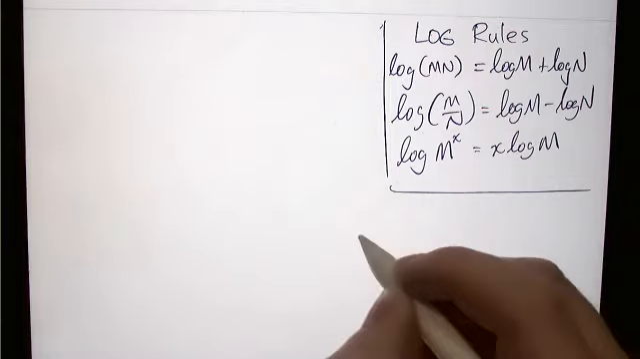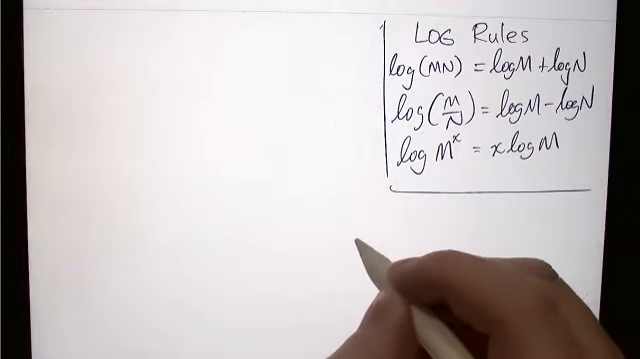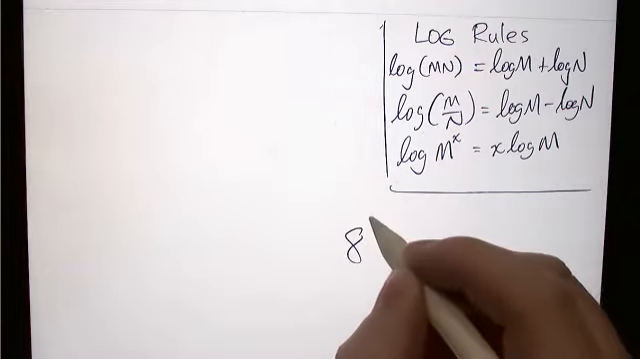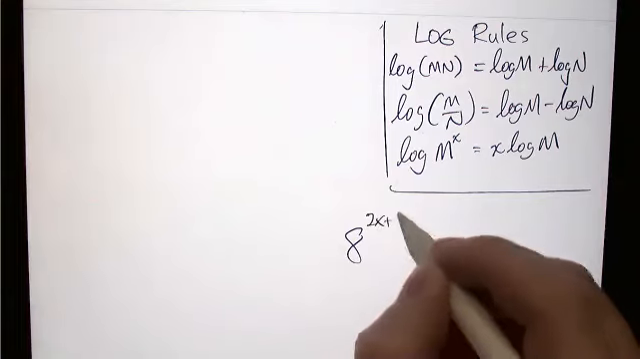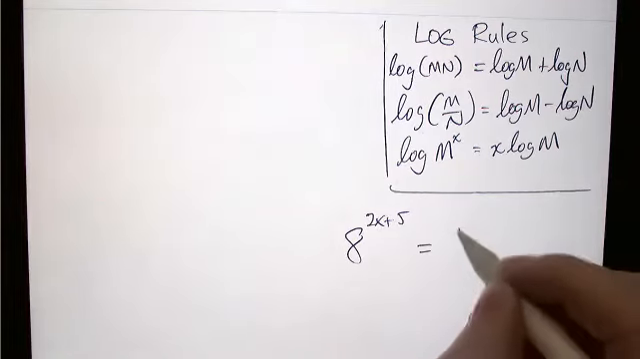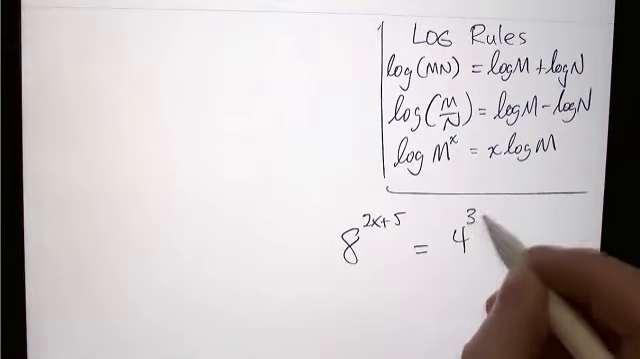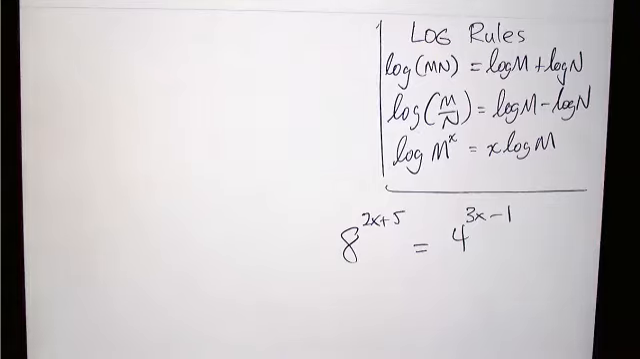Suppose I gave you an equation that said 8 to the power of 2x plus 5 equals 4 to the power of 3x minus 1. Could you solve that? Yes or no? Anybody? Is that easily solved? No. Does anybody think that's easily solved?